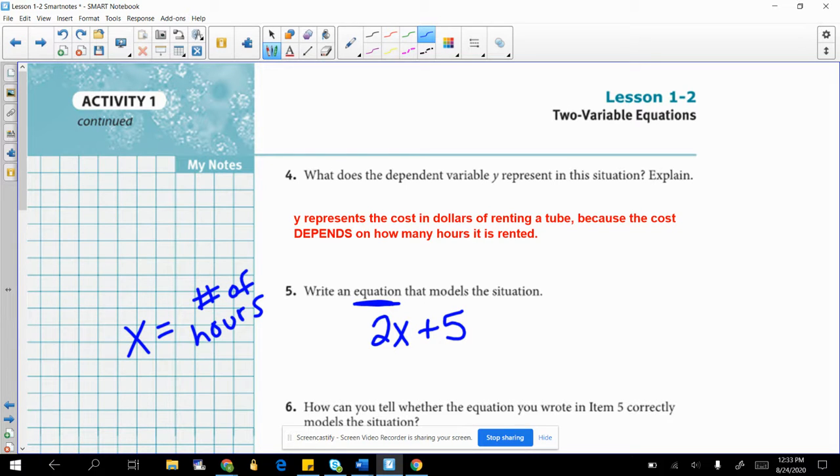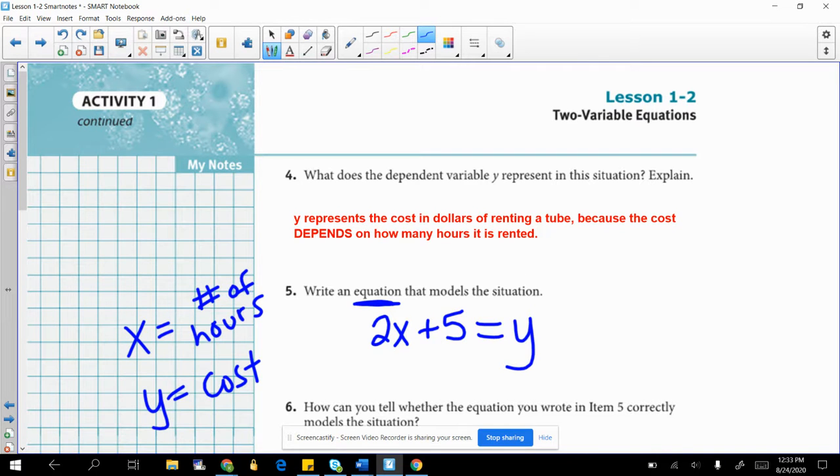there's no equal sign. So we also know that y is going to represent your cost. So we know that if we put this all together, it's going to equal y, or your cost. So that should be your equation. And again, like I said, some of you may have been able to come up with that on your own.